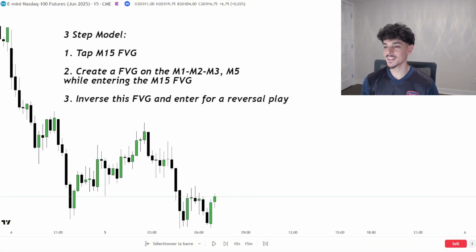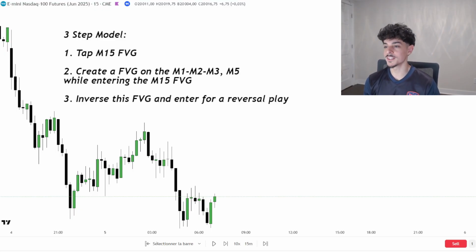Let's get it. One thing I like about this strategy is the fact that it's super simple and you are not overcomplicating your trading. Okay, you don't need VWAP, you don't need EMAs, you don't need any indicators, you only need to look at price action. And there are only 3 steps for this model.